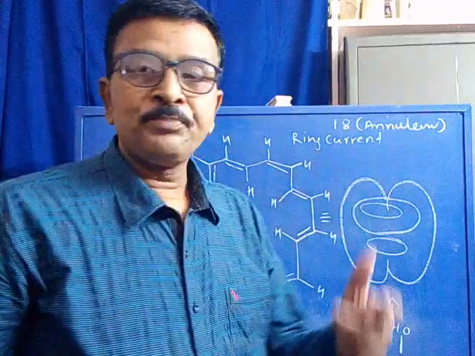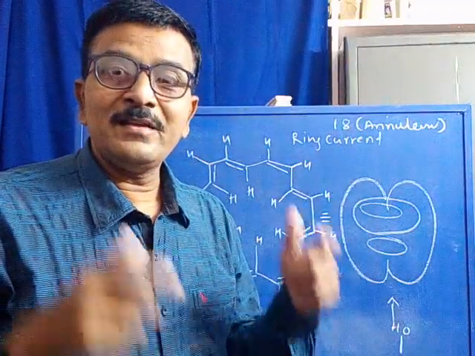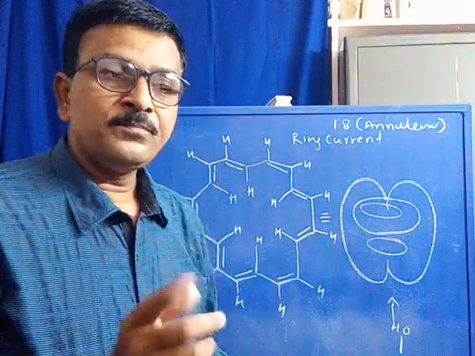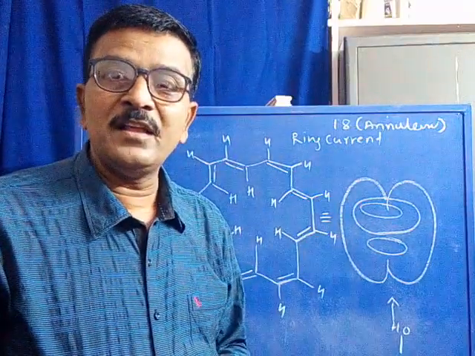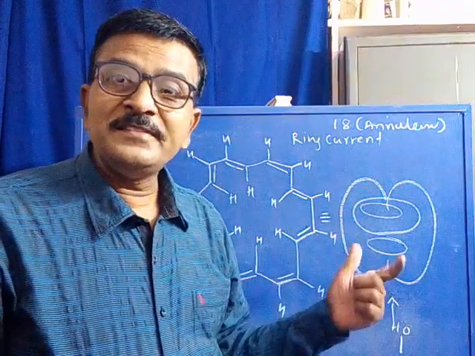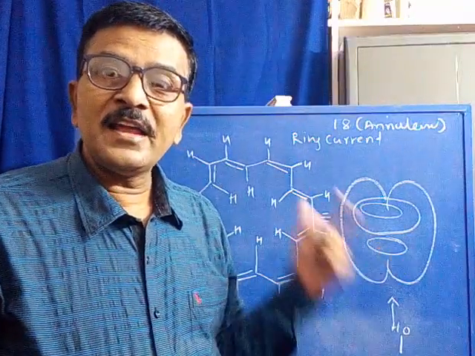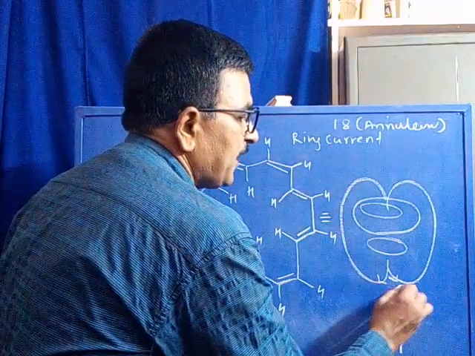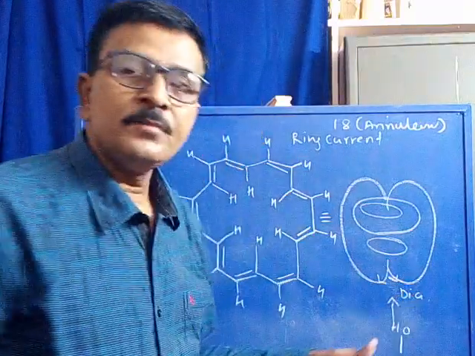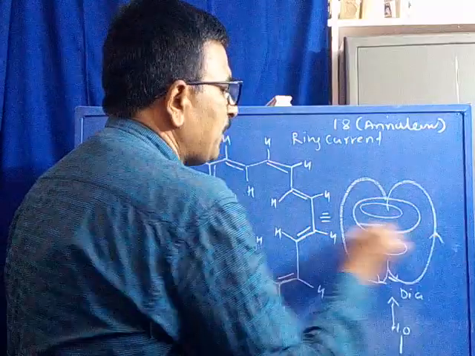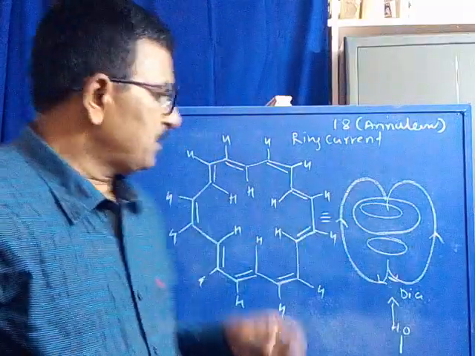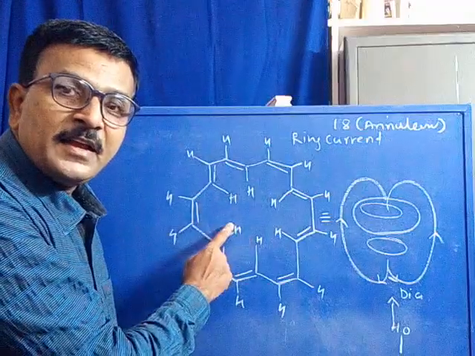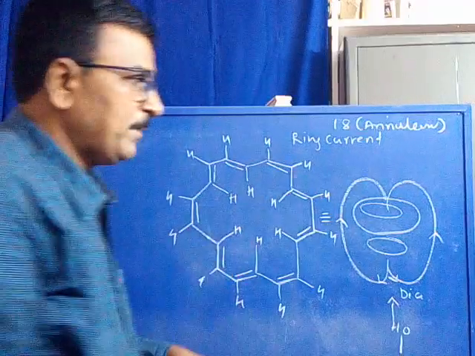Now you can see the ring current is diamagnetic exactly at the center of the ring, similar to benzene, which we discussed in yesterday's class. So similar to benzene, the ring current is diamagnetic exactly at the center of the ring, whereas the ring current is paramagnetic outside the ring. Inside the ring the current is diamagnetic, outside the ring it is paramagnetic.